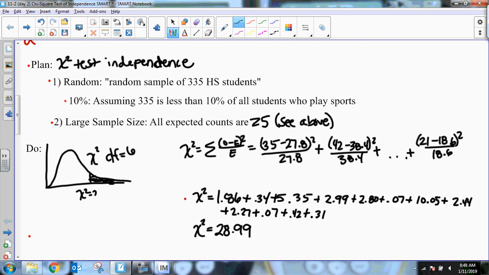28.99. Hopefully that's the chi-squared value you got, and I'm hoping that you actually did it yourself. So if this is my chi-squared value, 28.99, I hope you plugged that into the chi-squared CDF with 28.99 being the lower bound, the upper bound being a large number like 999, with the degrees of freedom of 6. Again, make sure you have labeled those.